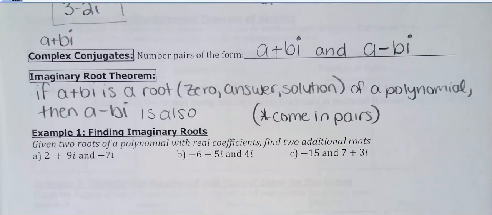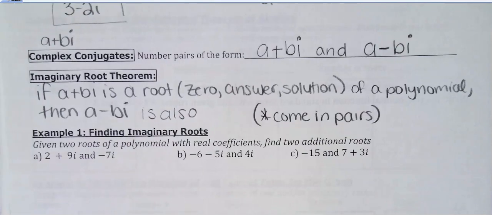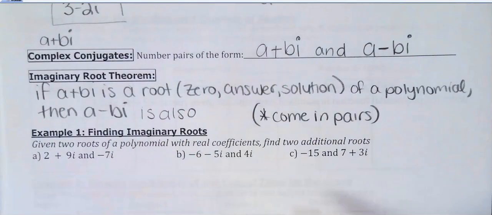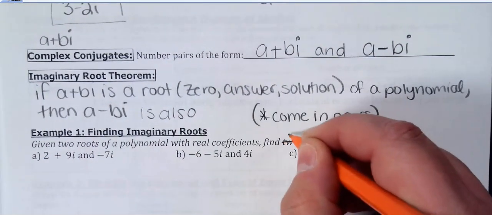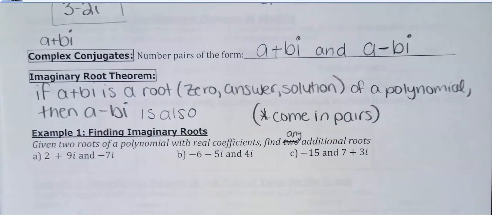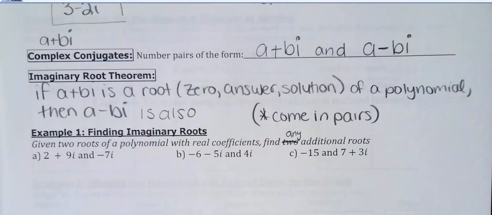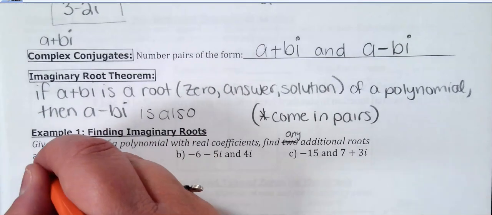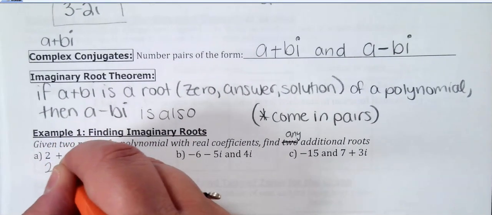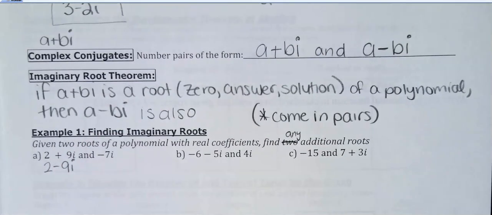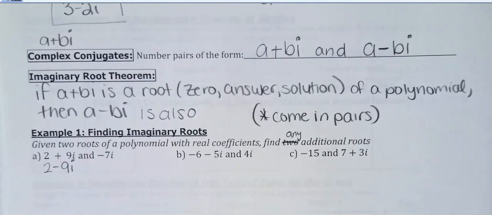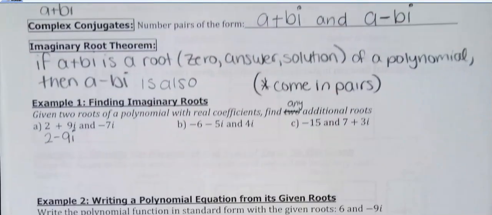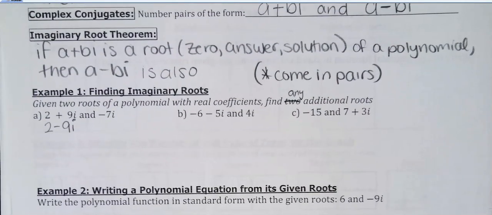Now, forgive me on this. This should say given two roots of a polynomial with real coefficients, find any additional roots, because not all these questions have two answers. Okay, now, if you've got two parts to it, so if you've got a real part and an imaginary part, I've got 2 plus 9i, automatically, you just switch up the sign in the middle. Its conjugate would be 2 minus 9i. Those are both going to be answers. If you have one, you have the other automatically.